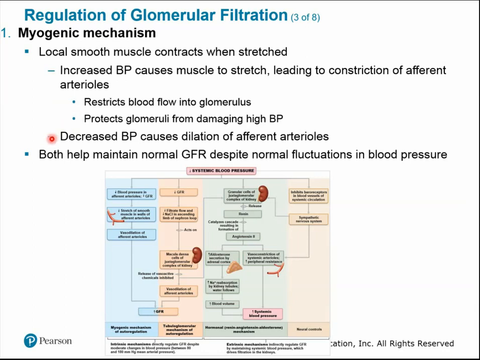Vice versa, a decrease in blood pressure would cause a dilation of the arteriole. So if we have low blood pressure, we don't have enough pressure pushing the blood through that filtration membrane, we'll have to open up the blood vessels to allow more blood flow into that glomerulus. But both of these are just going to help to maintain our normal filtration rate despite everyday normal fluctuations in blood pressure. So here, you're looking at the myogenic intrinsic mechanism. So we have a decrease in blood pressure in our afferent arterioles. So that means that we're going to have a decrease in our filtration rate, right? So we detect that because there's less stretch of the smooth muscle in those blood vessel walls. So we respond by dilating those arterioles. So we can increase the blood flow to the kidneys, to the glomerulus, and thereby increase our filtration rate.